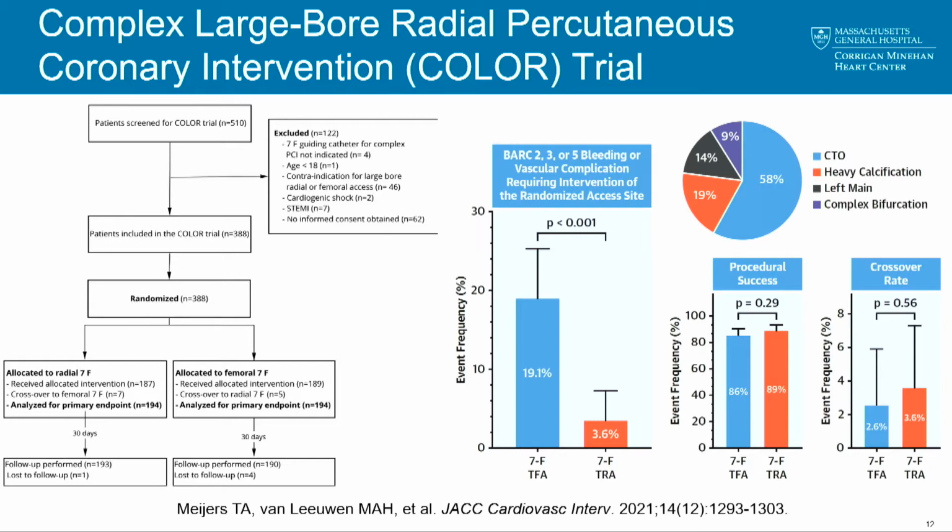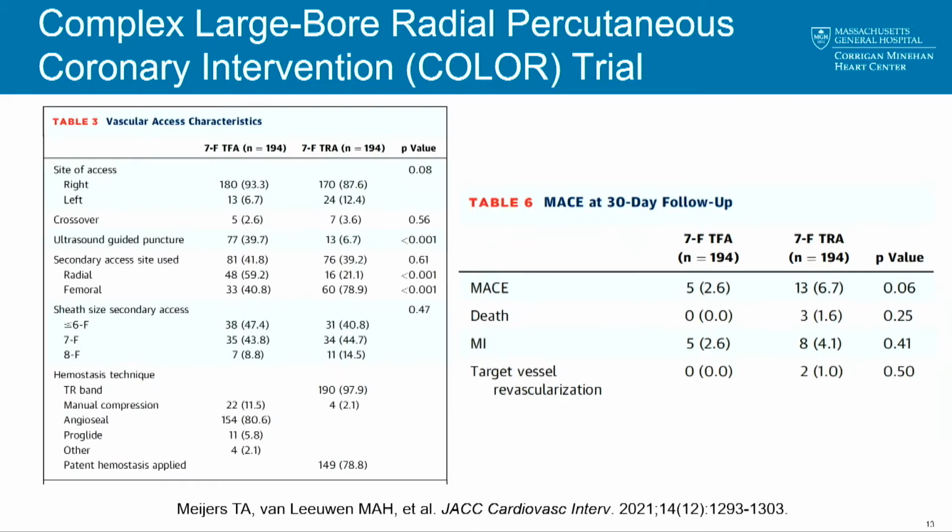So if you required dual angiography and you used a second site, that was not used as part of the primary analysis. And what they found was that there was nearly 6 times the event rate using transfemoral access compared to transradial, without an improvement in procedural success, with very little crossover.